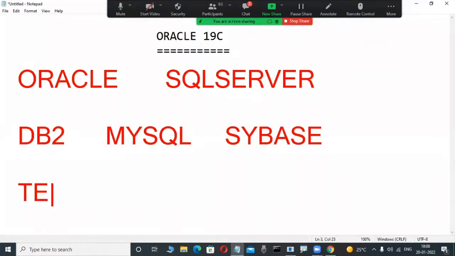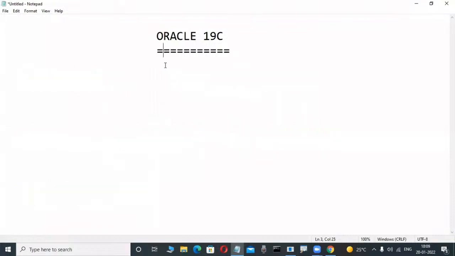Again, Teradata. Maybe so many fellows have an idea, data warehousing application programmers. Teradata is a database product from NCR Corporation. SQLite is a database product. Like this, so many database products are there from different companies. That's why Oracle is always one of the popular database products. Okay, fine.